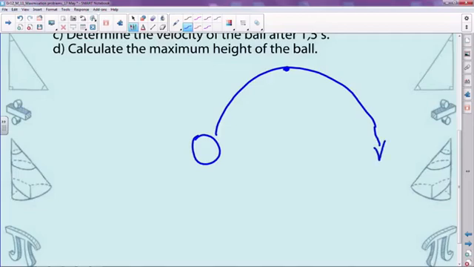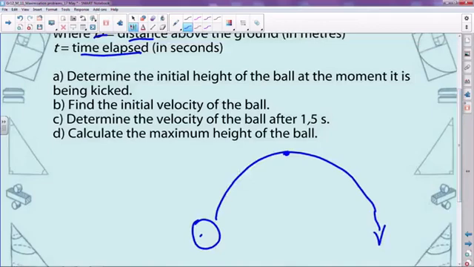Okay, so just from the laws of physics and what's going to happen to this ball, it's got to go up, reach a certain point, and then come back down to the ground. It's not going to stay up there forever. It's got to come back down. Okay, so we are asked to determine the initial height of the ball at the moment it is being kicked. Now, if you think about this, the moment this ball is being kicked up into the air, no time has actually passed. So we're looking for the initial height of the ball from the moment it's being kicked.